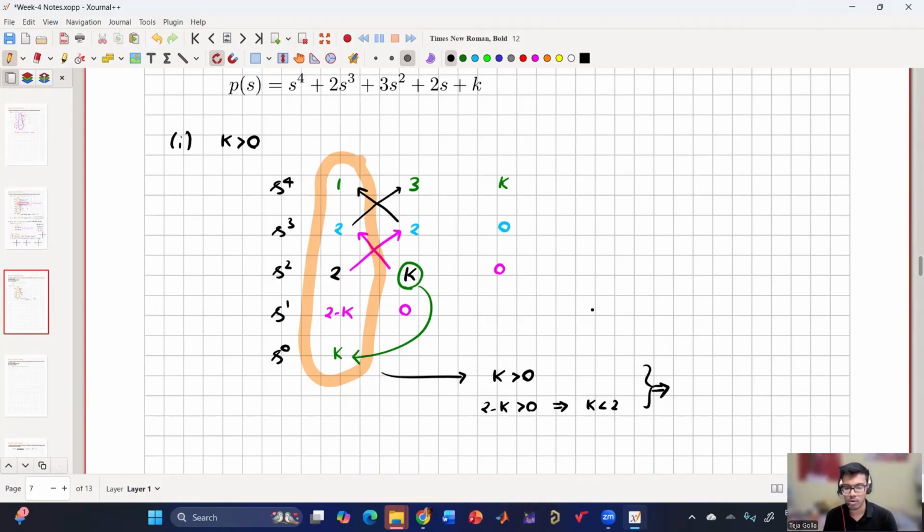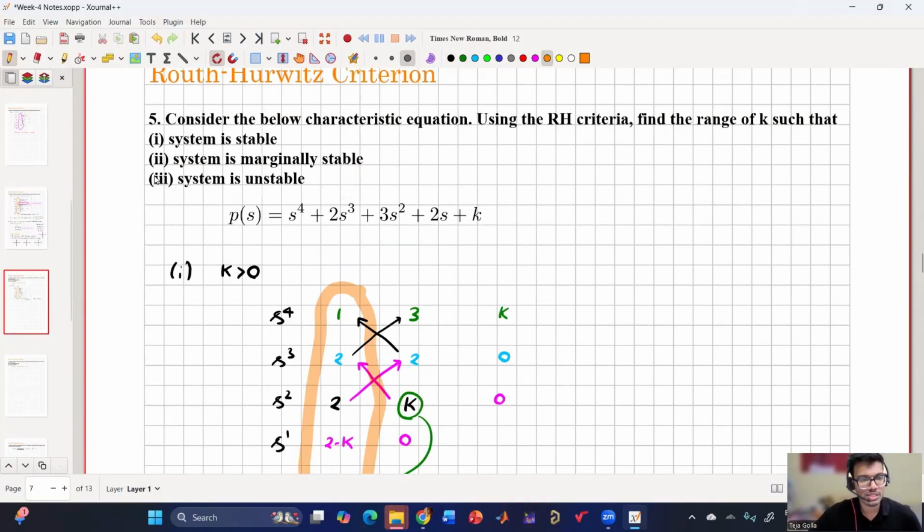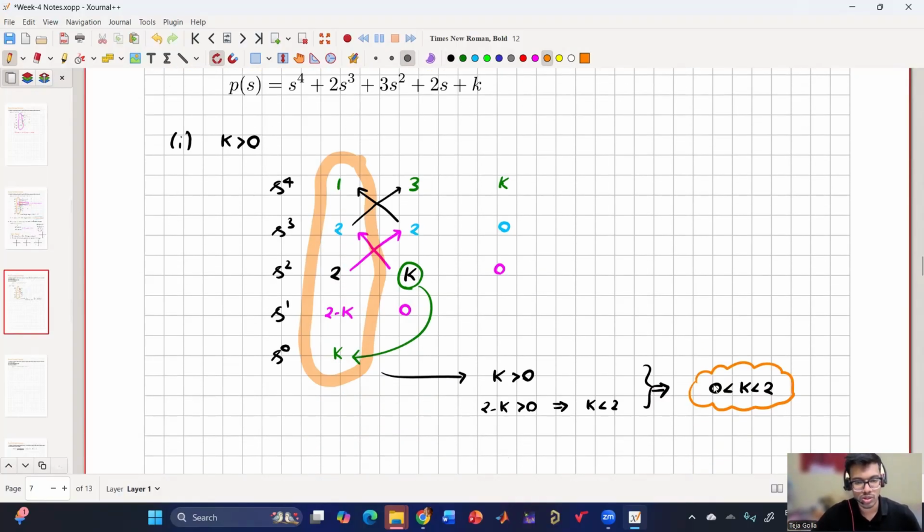If there is any problem in any question, say you got two impossible conditions. Say in one case K should be greater than 3 and in another case K is less than 1. Then there is no K that satisfies both, so one of the elements will be negative. In this case, such a K doesn't exist for which the system is stable. That is also one possibility. It is not always that we'll find a K. In this case, we got 0 less than K less than 2. So in this region, the system is stable. Yes, sir. So the system is stable when 0 is less than K less than 2.